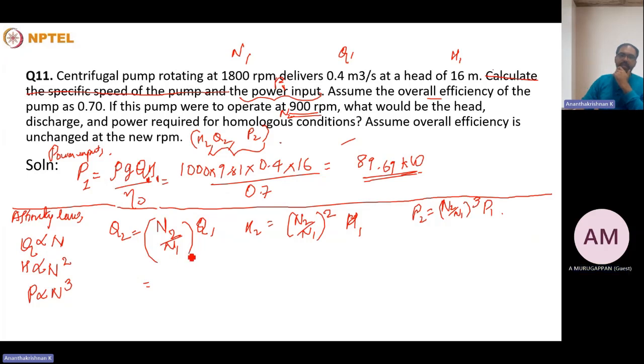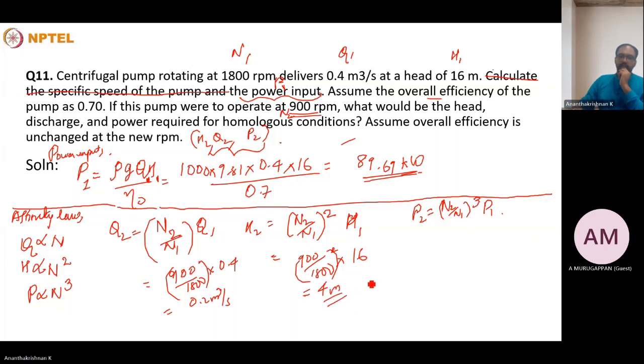So it's basic substitution. N2 is 900. So 900 divided by 1,800 into 0.4, it will be coming around 0.2 meter cube per second. And similarly, 900 divided by 1,800, squared, into 16, that will be coming around 4 meters. And for this one, it will be 900 divided by 1,800 whole cube multiplied by 89.69. So it is 11.21 kilowatt. And that completes this problem.